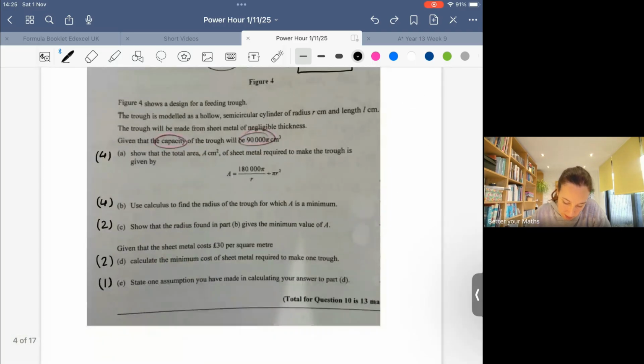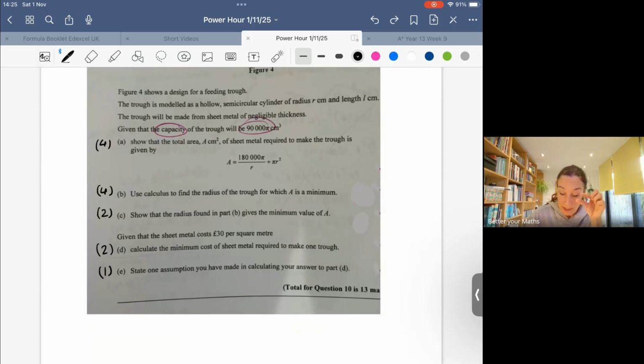Now, one thing: it could be that these two parts are combined, and that's not unusual. So they ask you to find the radius for which the area is minimum and fully justify your answer. When they say fully justify your answer, they mean differentiate again and check that it's a minimum. So they are asking you to do this second part, but sometimes they don't tell you separately and specifically. If they say fully justify your answer, that's what they mean: check that it's a minimum because it could be a maximum.